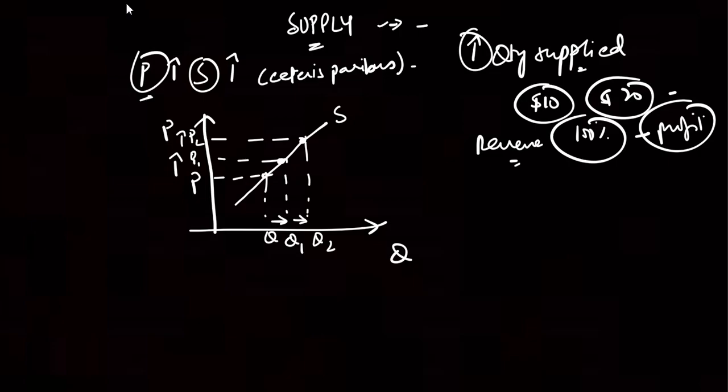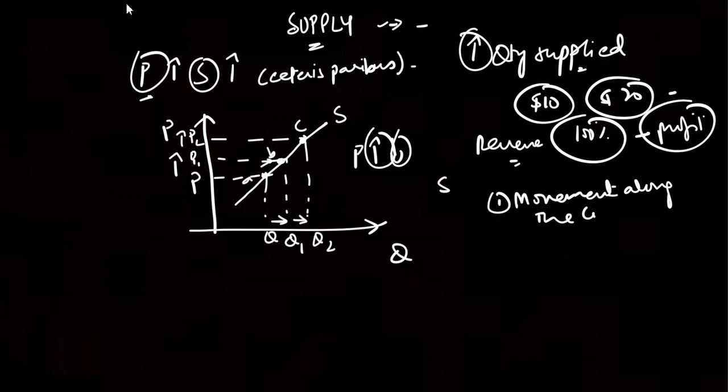So whenever there is a movement along the curve, whenever there is a change in price, either price increases or decreases, a similar change occurs in the movement along the curve. There is a movement upwards from A to B to C, or downwards if the price decreases. So this is known as movement along the curve. Now we will be looking at the second factor, and that is shifts.